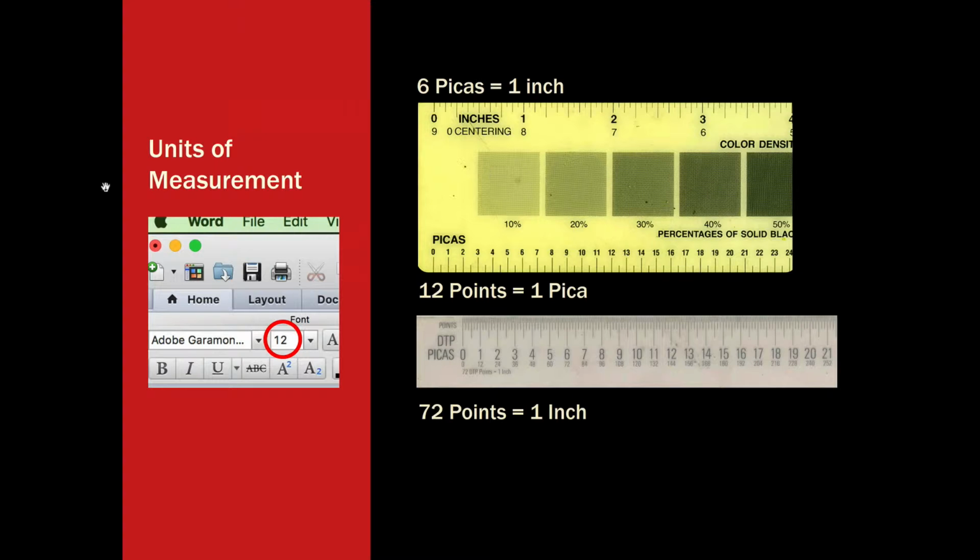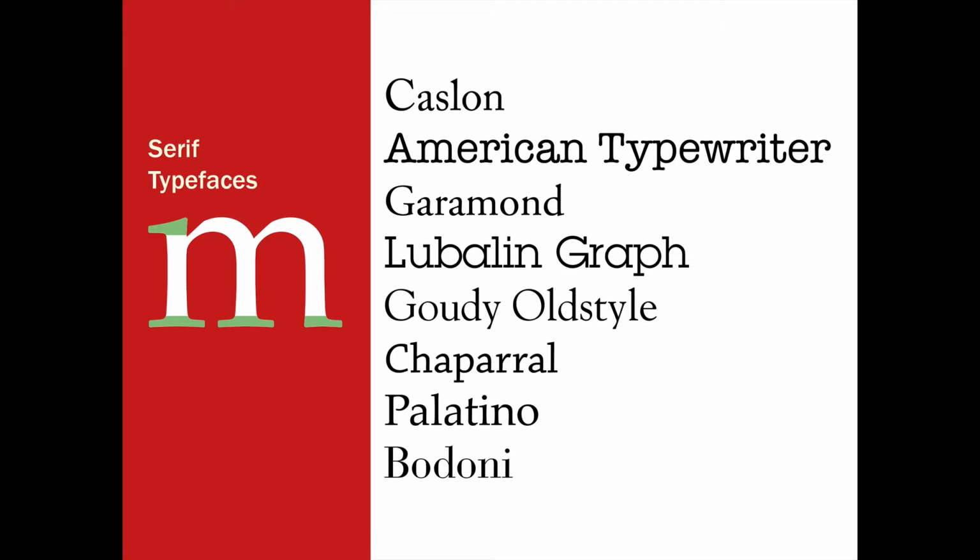I recommend getting yourself a ruler like the ones you see here that show you the comparisons between points and picas and inches and give you a physical reference for how large your type will be when it is printed on a piece of paper if you're designing for print. And these rulers come in many styles. Wherever you live, you'll probably be able to find one.